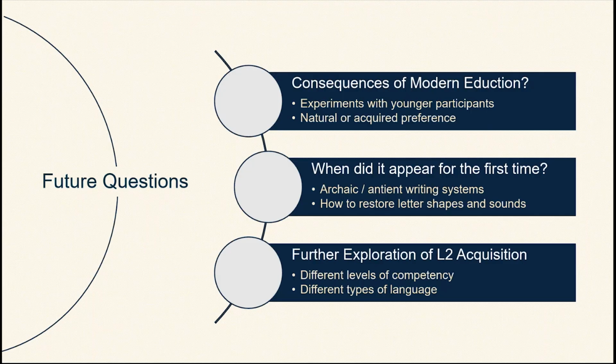So my plan is, I'll do the same experiment with much younger participants before proper schooling, so before school age or very early school age. And I'd like to see if it's a natural or acquired preference. Also, we have to investigate when this grapho-phonemic systematicity appeared in the history of orthography systems, exploring archaic or ancient writing systems. But as you know, there's some problem with how to restore these letter shapes and their signs. And of course, we can delve further into L2 acquisition.